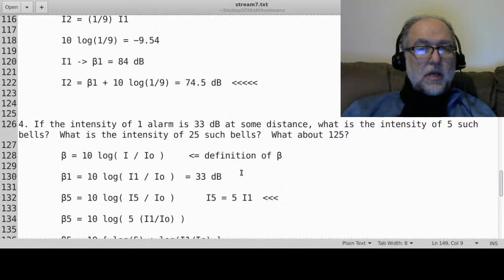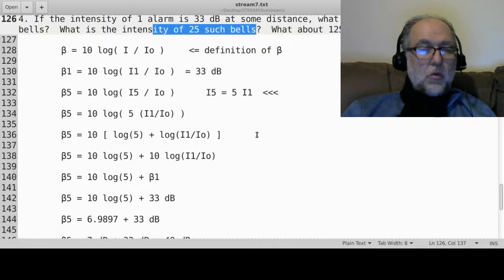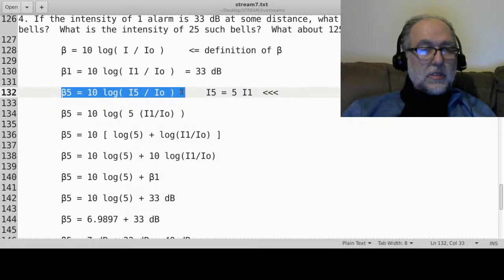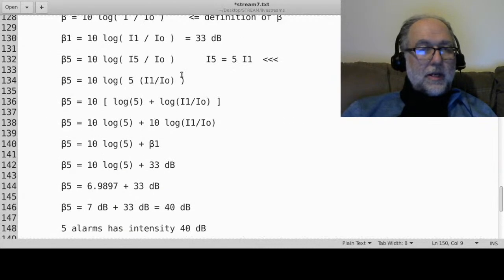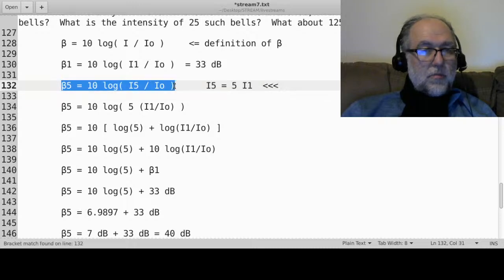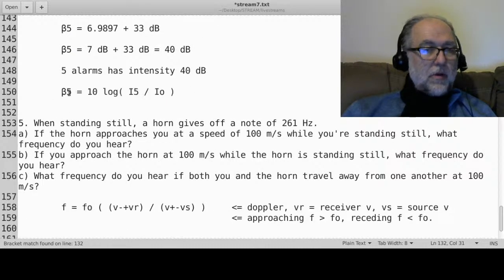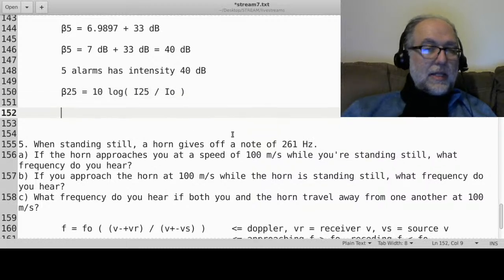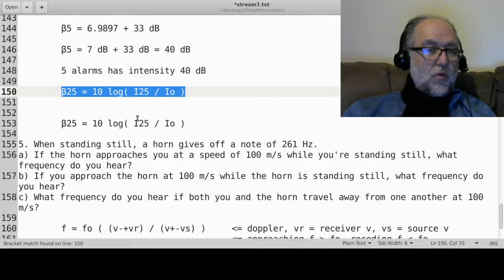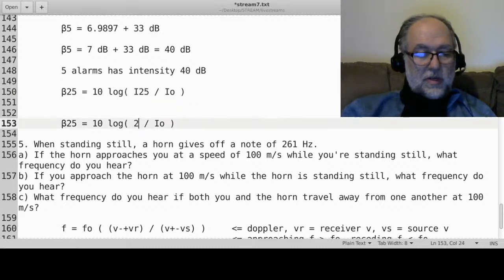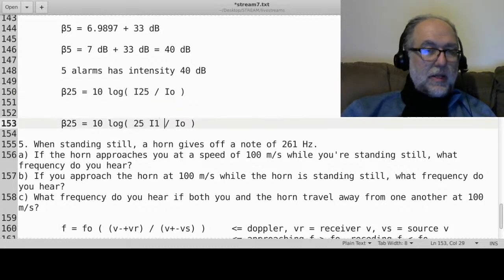And what was next? Well, next I said 25. Okay. Well, you play the same trick again. So you start with this formula right here, but now, whoa, it didn't cut and paste again. Let's try one more time. There we go. But now it's going to be 25 of these and 25 of those. And the intensity of 25 alarms is going to be 25 times the intensity of 1 alarm. And let me group these together like this.